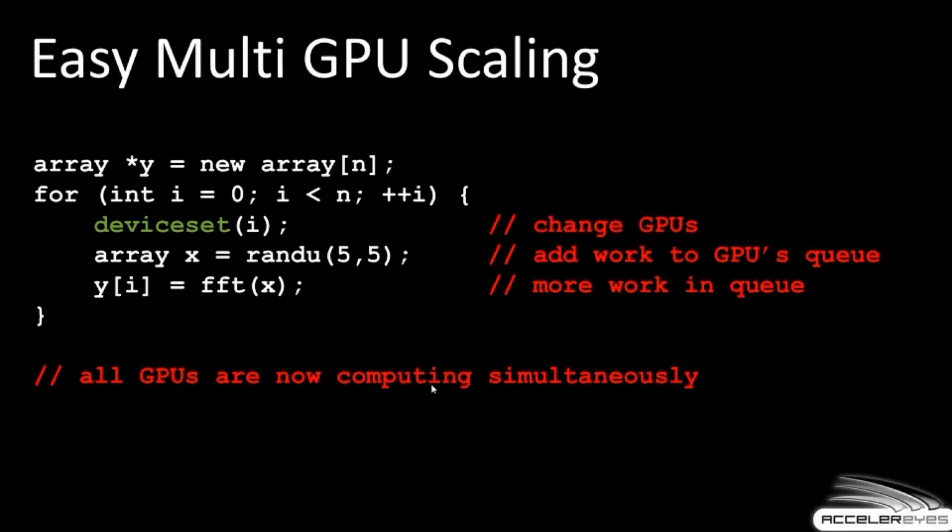Another thing that ArrayFire makes easy is multi-GPU computation. Here's a trivial example where you are using device set to change to GPU 0, 1, 2, all the way up to n-1, generating random values on that GPU, computing the FFT, and moving on. So none of this is blocking. It'll go ahead and change device and keep on going, queuing up work in the background. Your host side loop will keep running, and then all GPUs will be computing simultaneously.